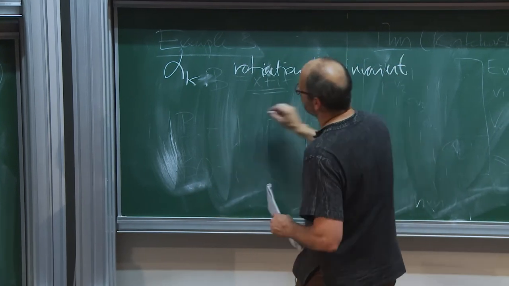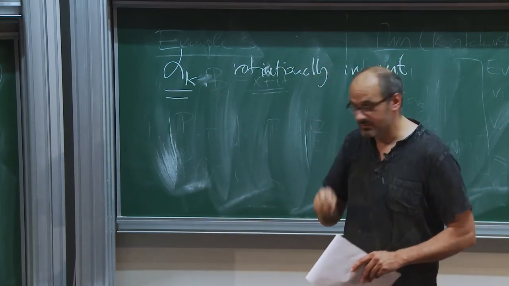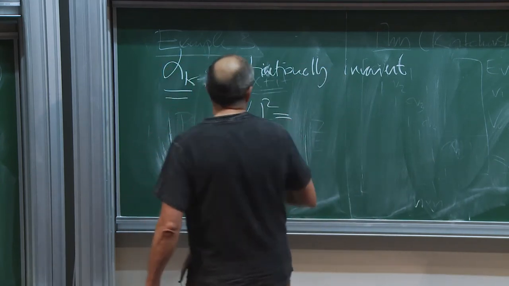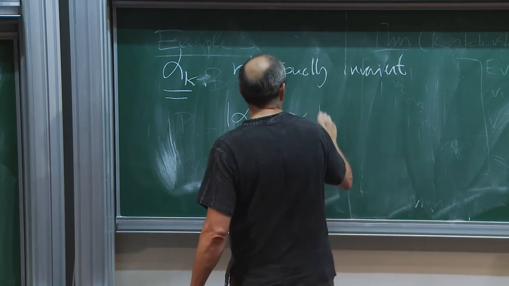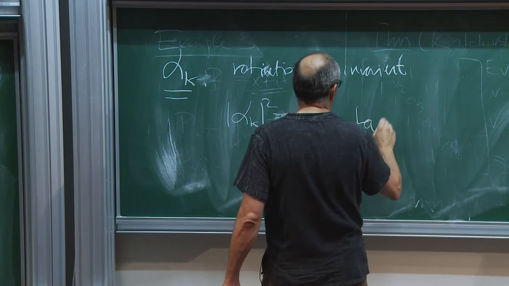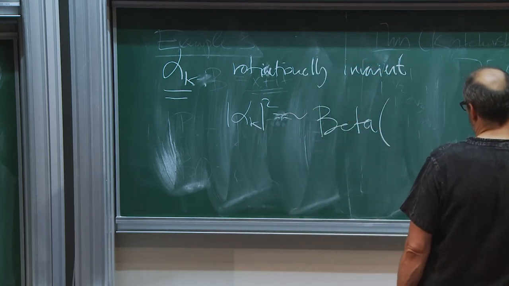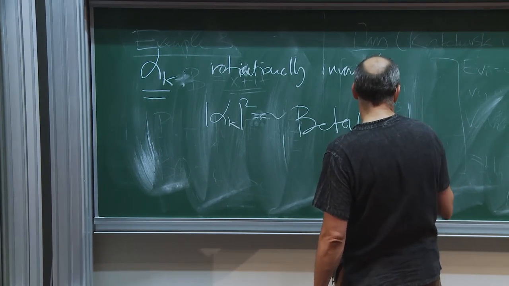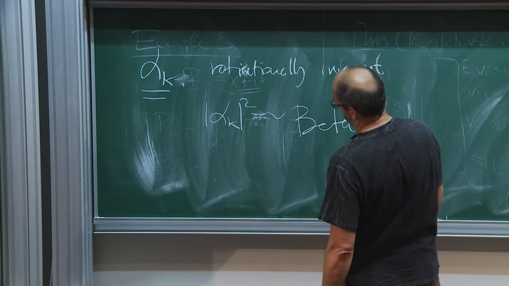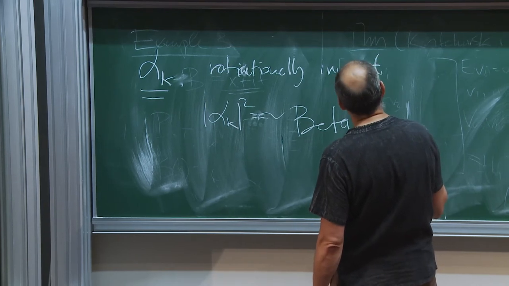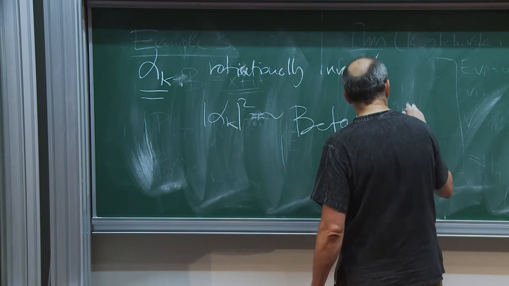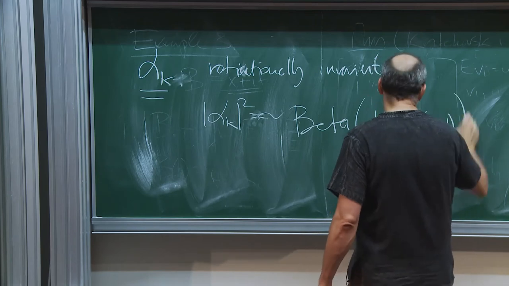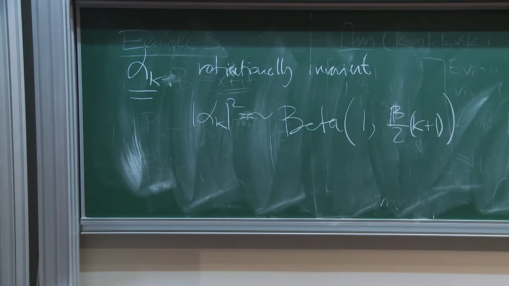So remember, it's some random variable in the unit disk, so it's invariant under rotations. And secondly, alpha k absolute square has a distribution which is beta. Let me see, so it's 1, and I think 1 and k, right? Beta over 2k, maybe k plus 1. I may have this wrong, but I think this is correct.